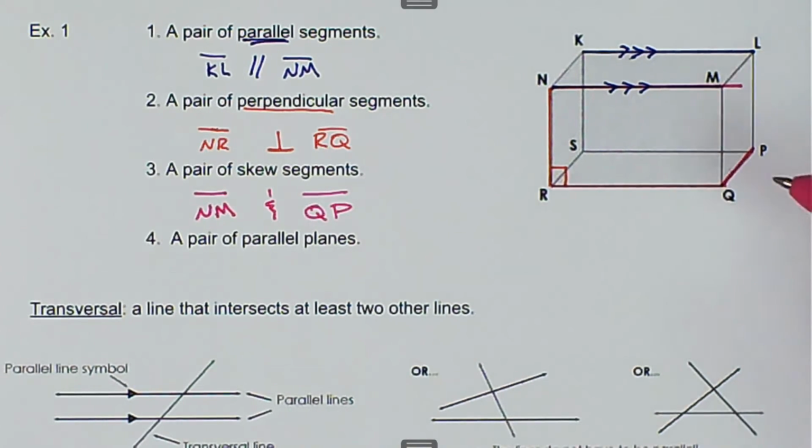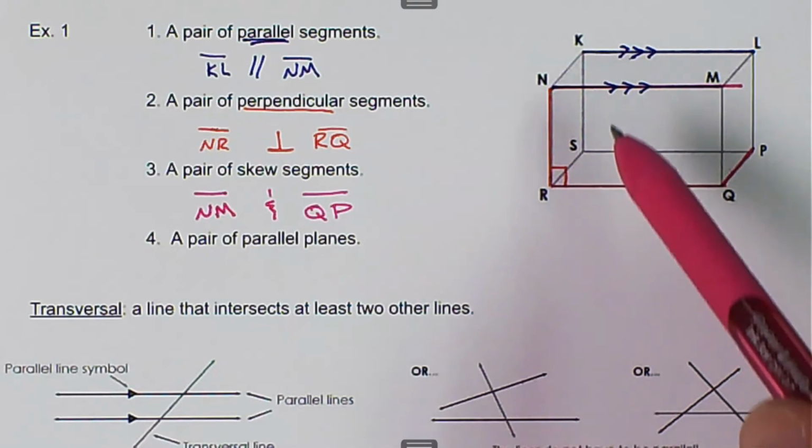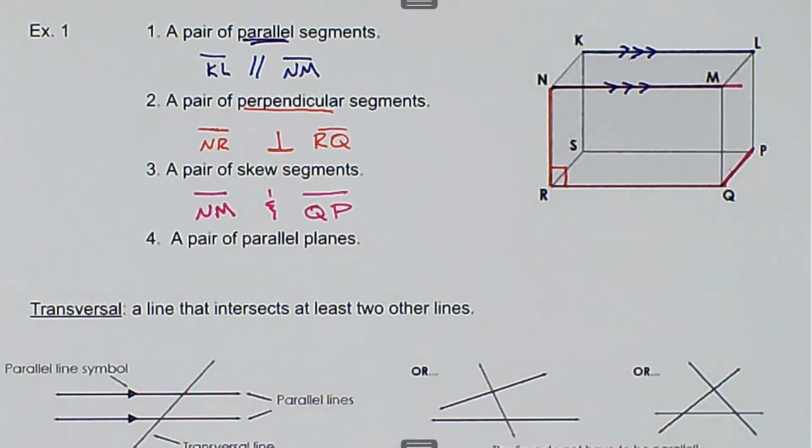They also have to be on different planes. So we can see that line segment PQ is on plane PQS, and line NM is on plane NML. And then the last one we have, parallel planes.